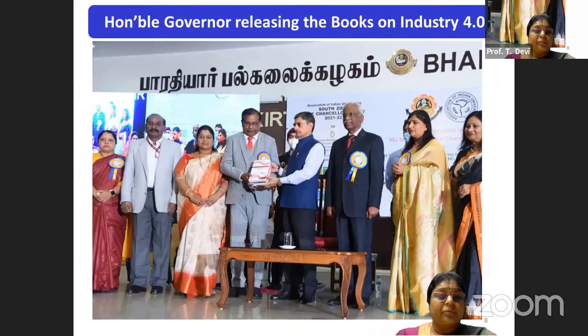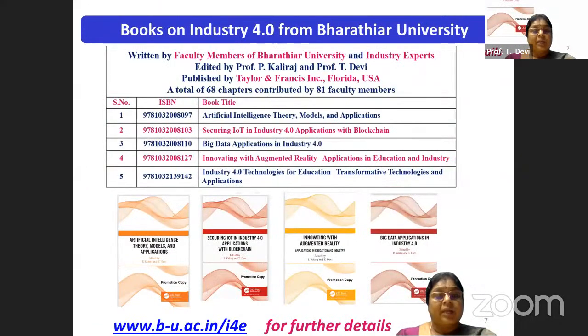These books are on artificial intelligence and IoT, big data, and augmented reality, whatever we discussed, and Industry 4.0 technologies for education, like teacher education: what tools can be used within the classroom, what tools can be used to assess the students, what digital tools can be used by the learners, and so on. Out of the 5 books, 4 were already released, and they are all published by Taylor and Francis. To write a book proposal to Taylor and Francis itself is like 6 months of research. They don't accept that easily.